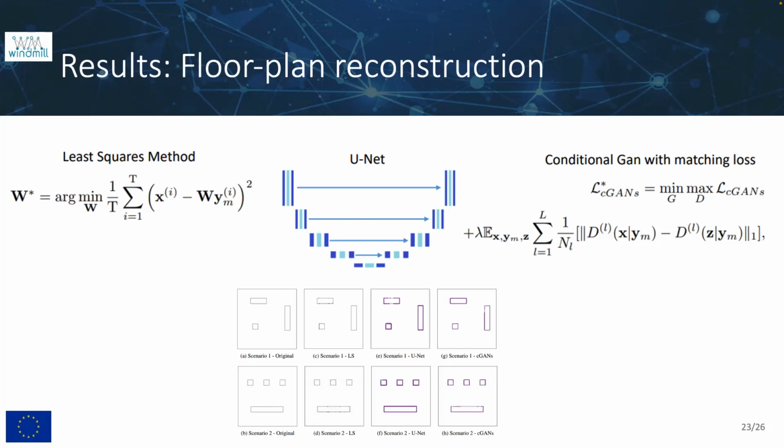And finally, the one that we proposed and focused on, which is the conditional GAN with matching loss. What we mean by matching loss is that we have this extra term that minimizes the distance between the in-between features when the input is the fake generated sample or the real sample. This is what we mainly want to show. And here we have a visual example of reconstruction. We can see that we have some accurate reconstruction from the U-Net and the conditional GAN, and really bad reconstruction for the linear method that was proposed in the literature.